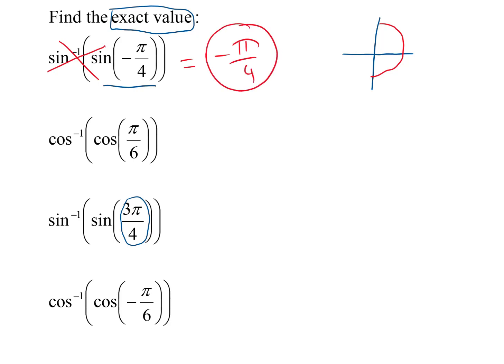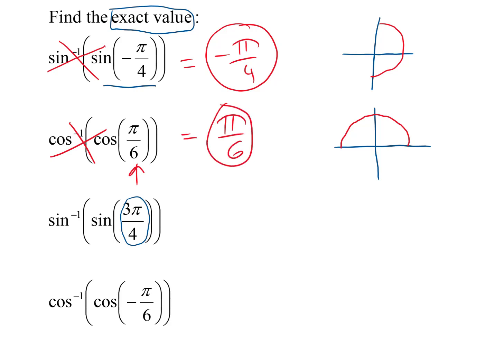Looking at the second one, we've got inverse cosine of the cosine of pi sixths. When I think of cosine's inverse, the restrictions are from 0 to pi. Is this angle between 0 and pi? It is. So they will undo each other, and the final answer will just be pi sixths.